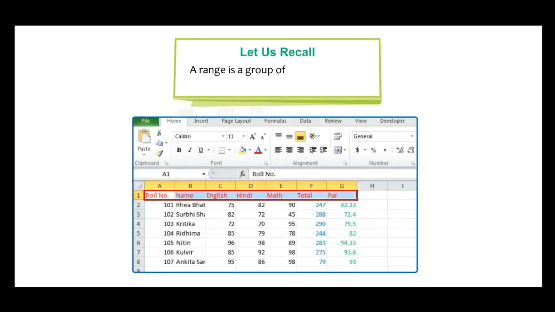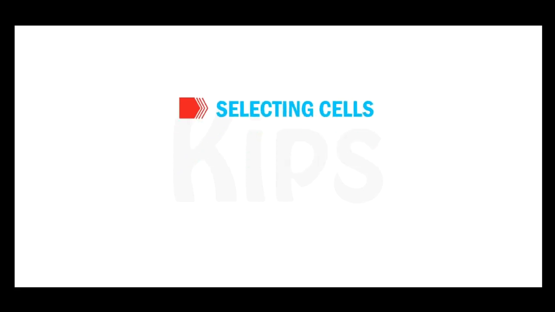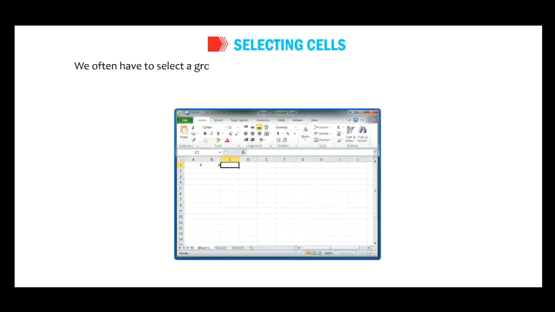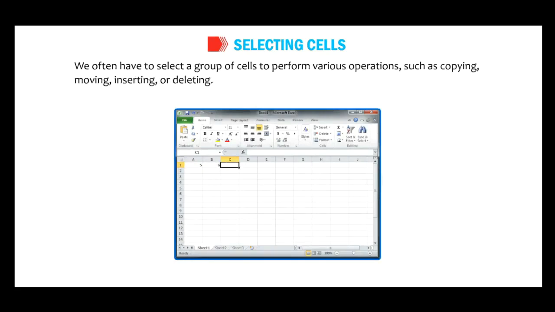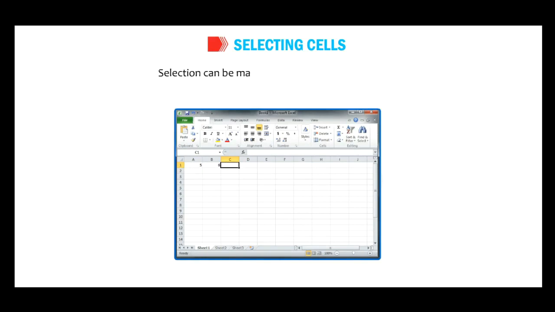Before we move further, let us recall. A range is a group of contiguous cells which form the shape of a rectangle. When you select a range, the selection becomes dark with a border around it. Let us start with selecting cells. We often have to select a group of cells to perform various operations, such as copying, moving, inserting, or deleting. Selection can be made in any of the following ways.